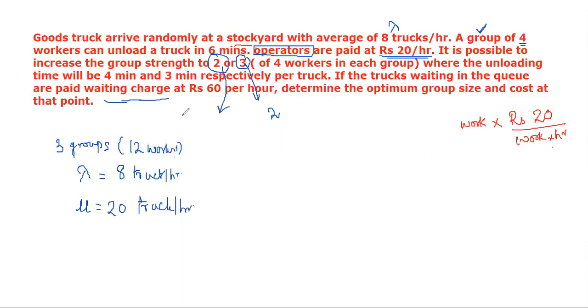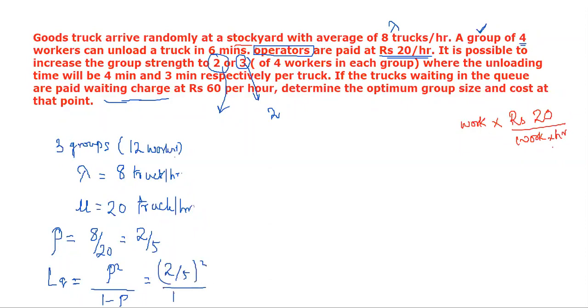I'm writing this directly, but actually the service rate is 3 minutes per truck, that is 1 by mu is 3 minutes per truck. Take its reciprocal and change the units, and we get that 20 trucks are being unloaded per hour in this case. So we have to calculate the value of rho, which is equal to 8 by 20, and I think it is equal to 2 by 5. We also need to calculate the value of LQ. For that we need rho, so LQ will be equal to rho square divided by 1 minus rho, that is (2 by 5) square divided by 1 minus 2 by 5.